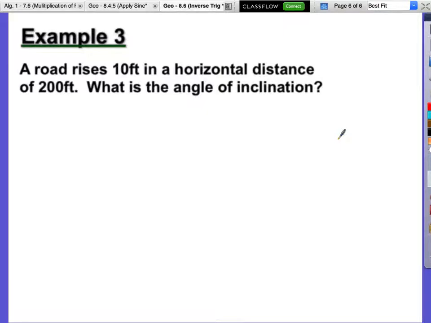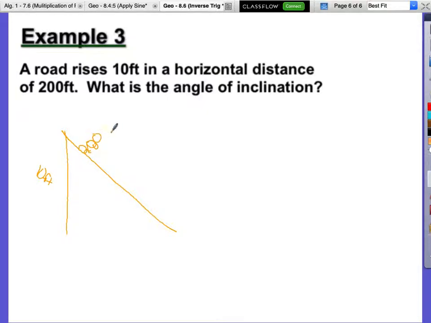Can I get a volunteer to draw a picture of what this might be? Ian. Not drawn to scale, unless it is. Can you explain how you drew it? It rises 10 feet in a horizontal distance of 200. Wait, it rises 10 feet?